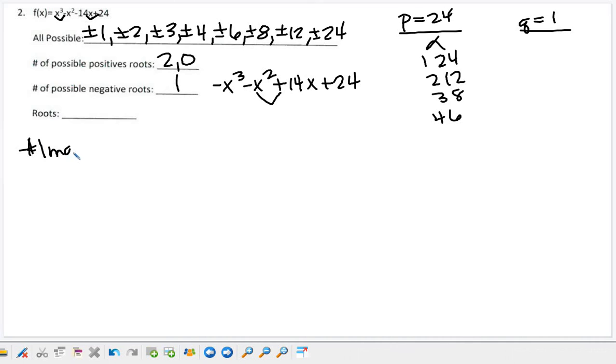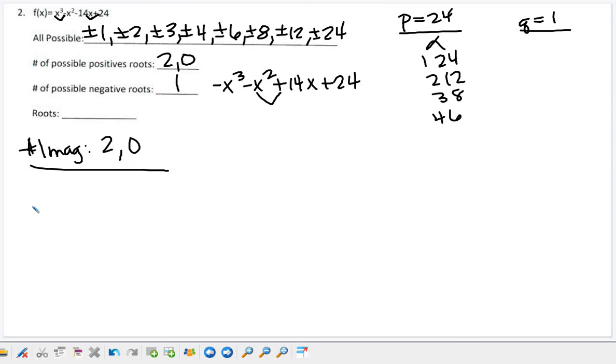So let's talk number of imaginary. So I know I have a negative root for sure. That only leaves me with 2 other roots. So I could either have 2 positives or 2 imaginaries, or I could have 0 imaginaries and 2 positives, or 0 positives and 2 imaginaries with that definite negative root, right? Okay. So then let's start.